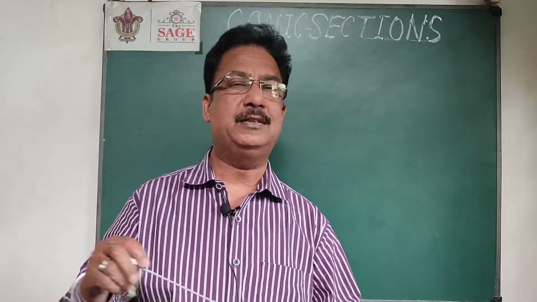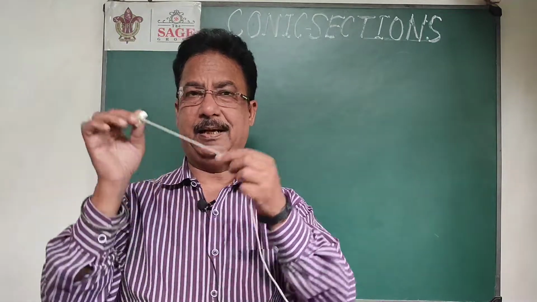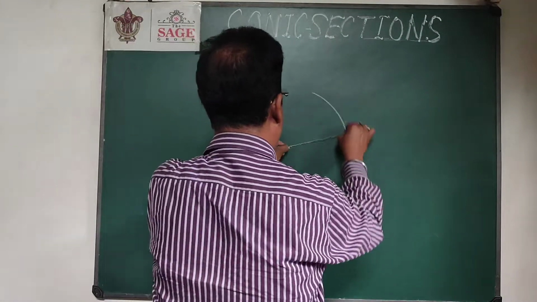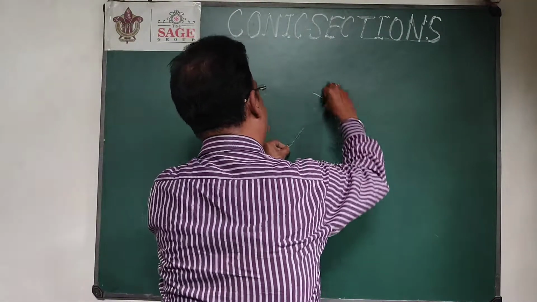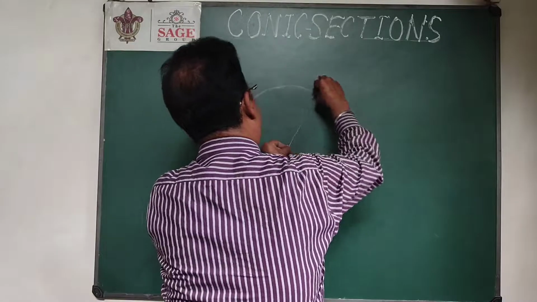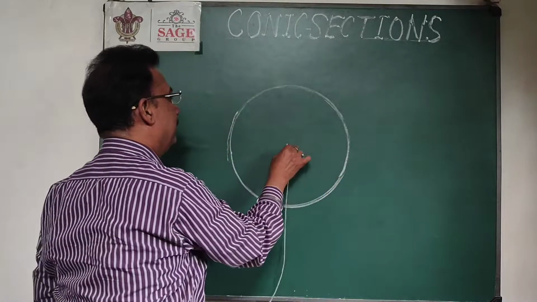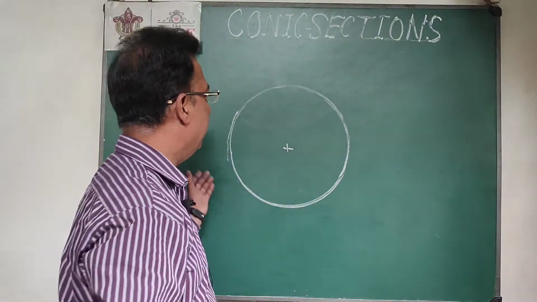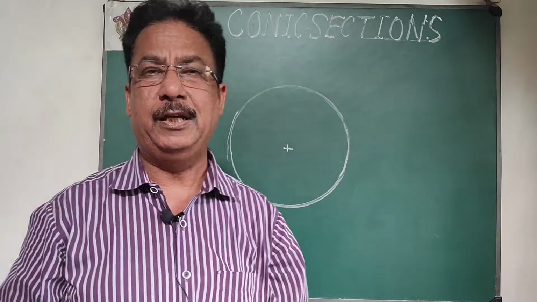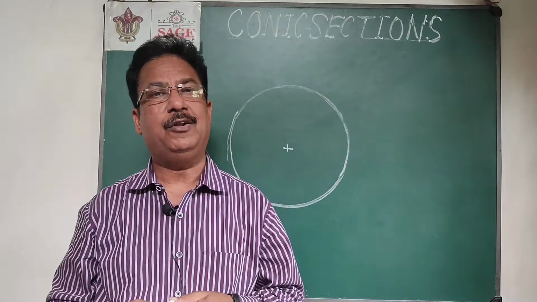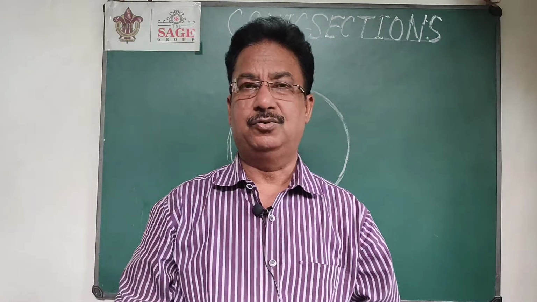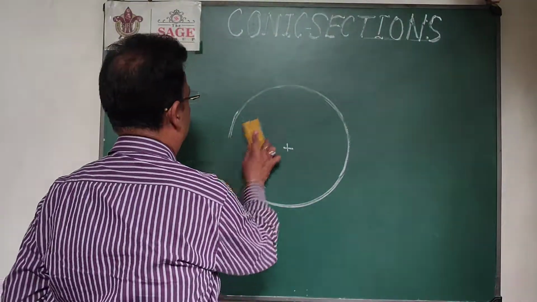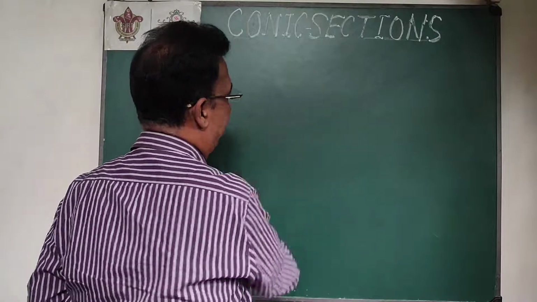So if I want to draw a circle, I will simply take a radius and mark a center, and keeping that center fixed, if I rotate it like this, I will get the circle. This is the first curve which we studied at school level, and that circle can be defined in the form of a locus of a point. In the same way we can also define our conic sections, as the locus of a point.